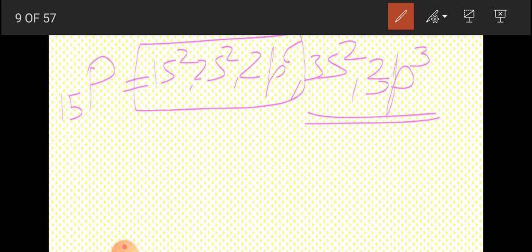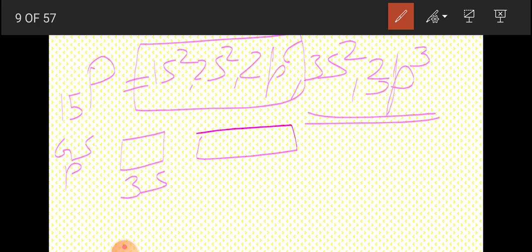Let's see the ground state of phosphorus: 3s, 3p, 3d.